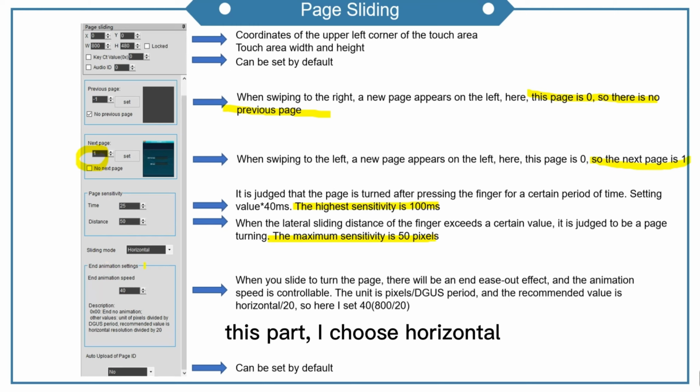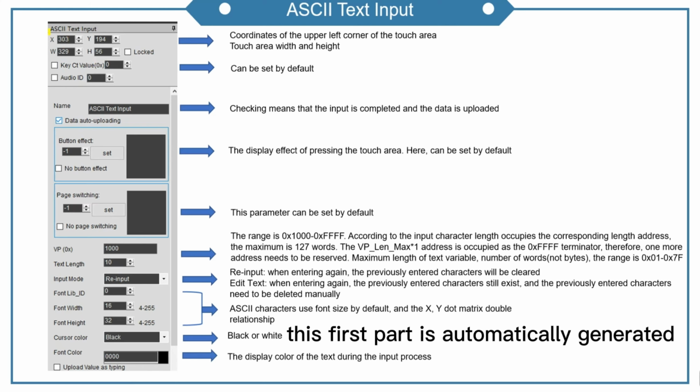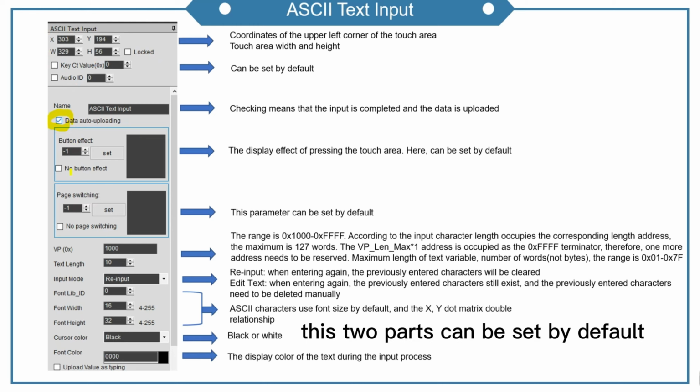This part, I choose horizontal. Here I set 40. Use this algorithm. Next, it can be set by default. This part is ASCII text input. This first part is automatically generated. Click this part. These two parts can be set by default.